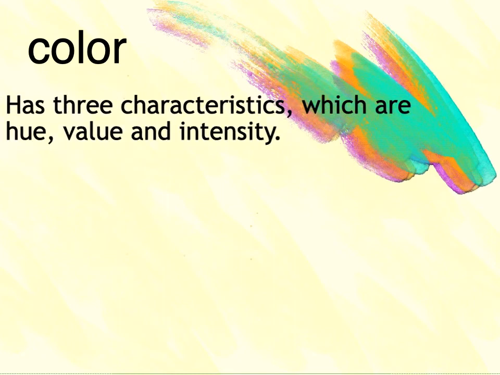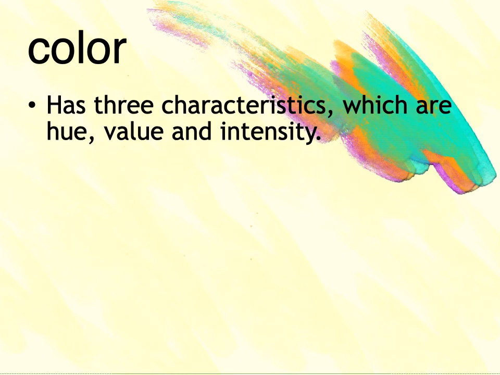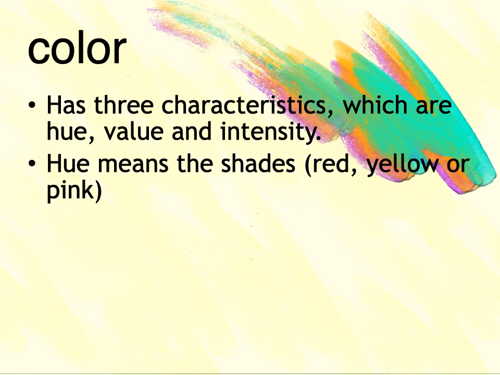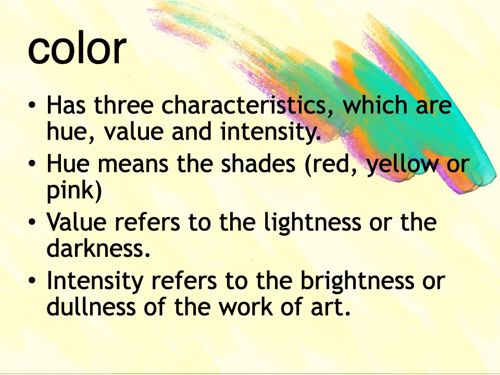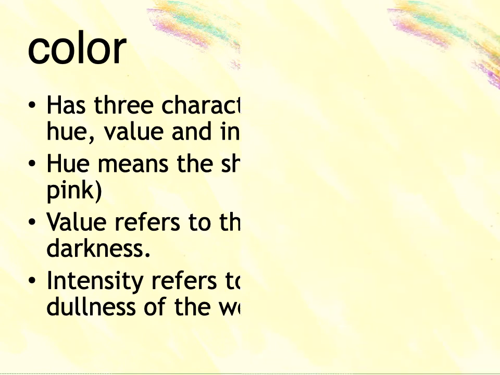And then the next element is color, our favorite. Color has three characteristics, which are hue, value, and intensity. Hue means the shades such as red, yellow, or pink. Value refers to the lightness or darkness, which we just learned. And intensity refers to the brightness or dullness, and you should know these from using filters on your phone.